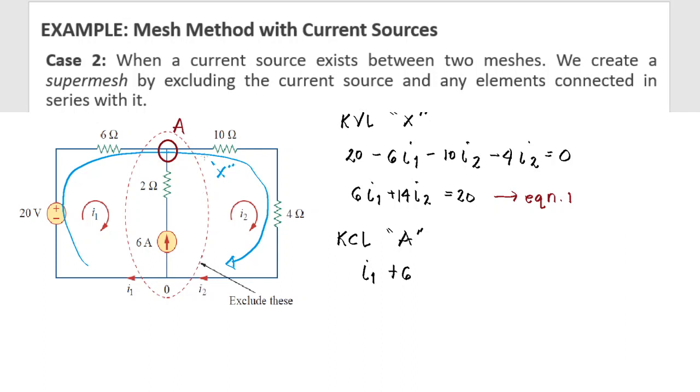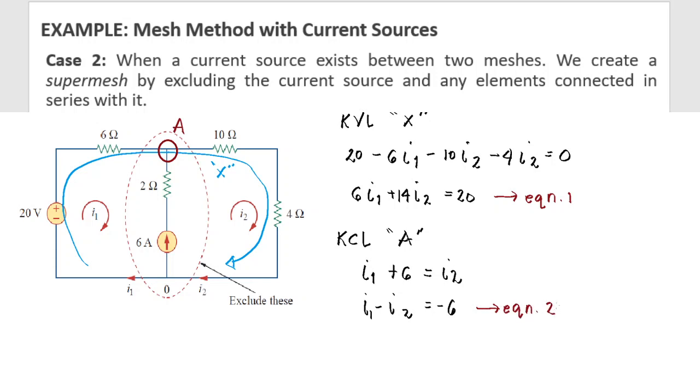And for I2, with respect to this node, that is leaving node A. So that would be equals I2. And because I want to use a calculator, I will modify this equation. I1 minus I2 equals negative 6. And that will be my equation 2.